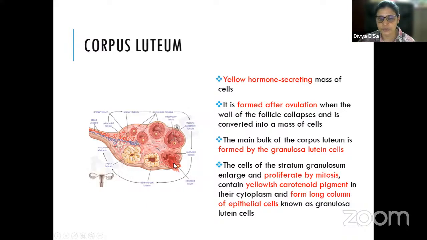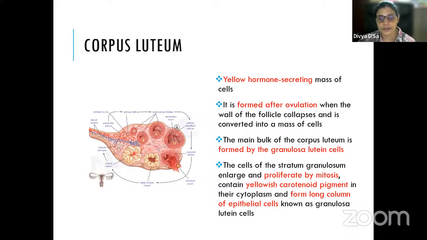Once the ovum is released, that is the secondary oocyte, this is the early corpus luteum here. The walls of the follicle will collapse and form a mass of cells. The main bulk of this corpus luteum is formed by the granulosa cells, the granulosa lutein cells.